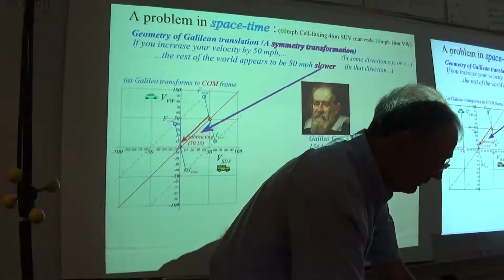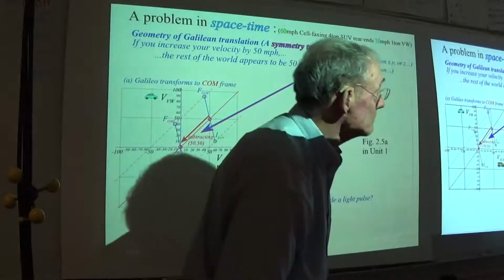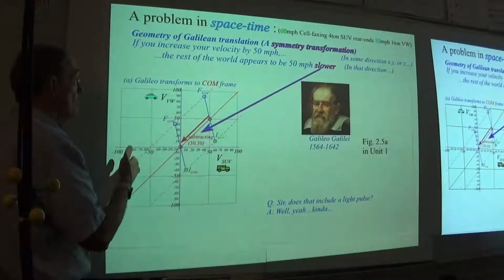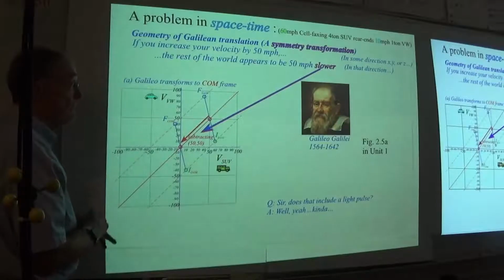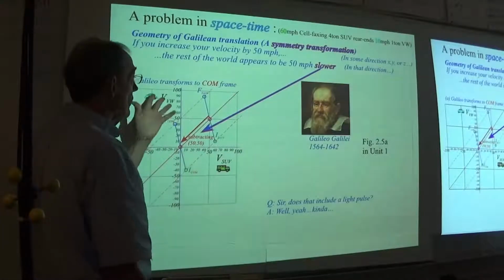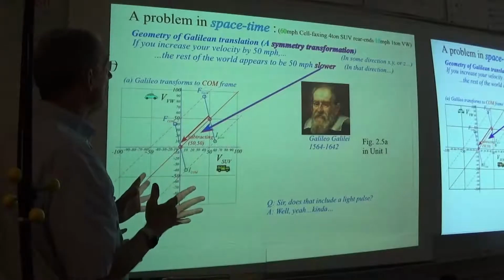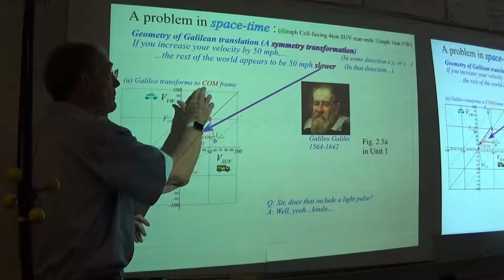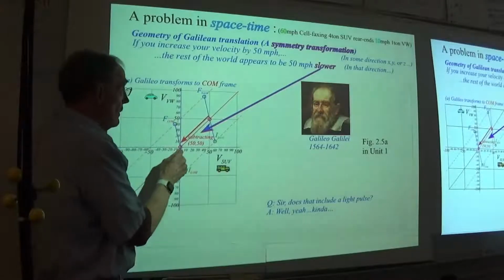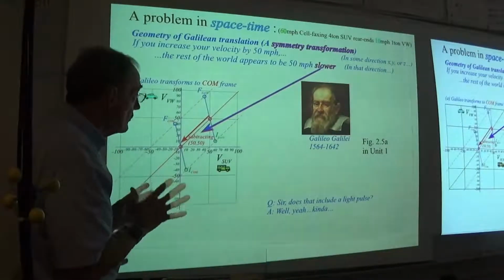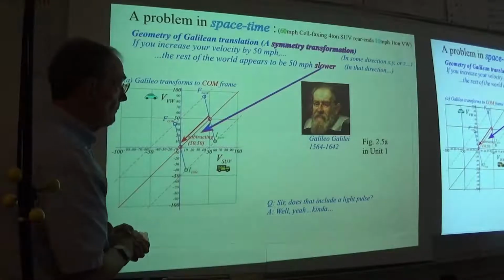What you can do, in space, and I'm talking about this space where we have an SUV versus a VW, with all 3 dimensions of this and all 3 dimensions of this, is simply translate that Galilean transformation to the center of this particular collision. That's an interesting thing to talk about.